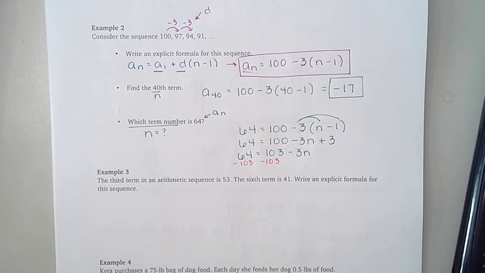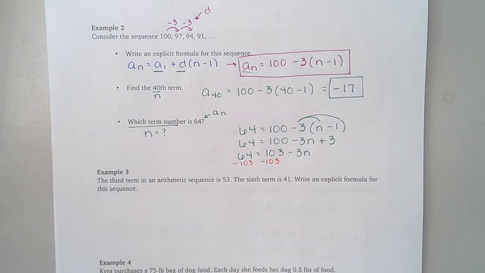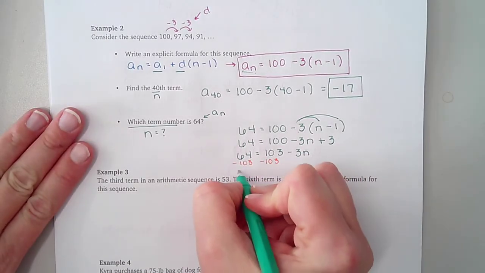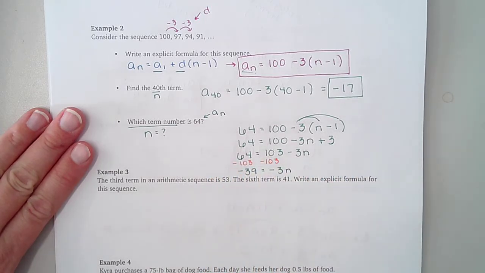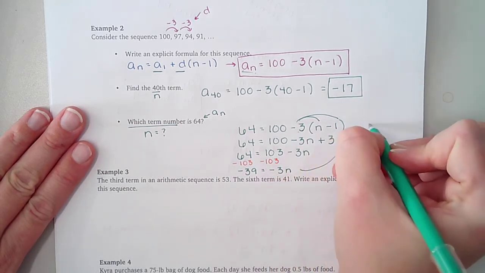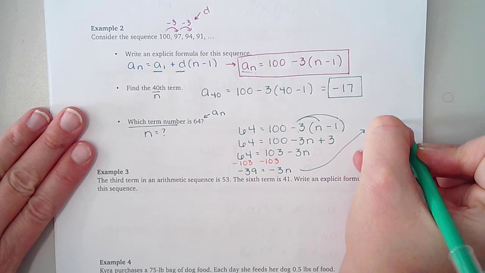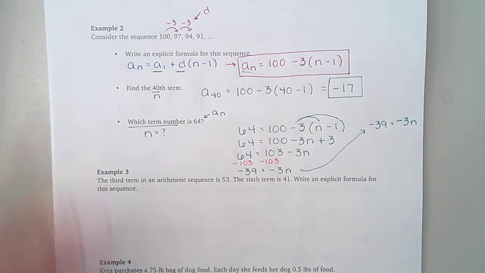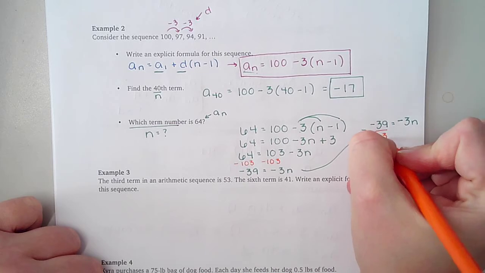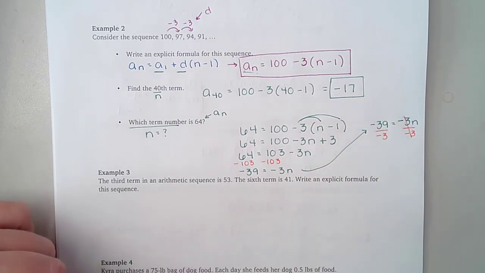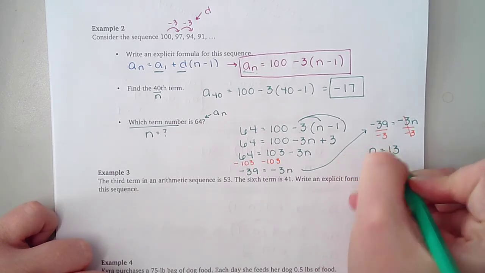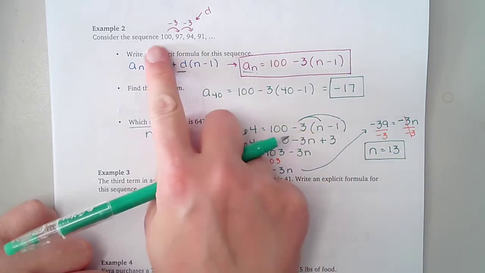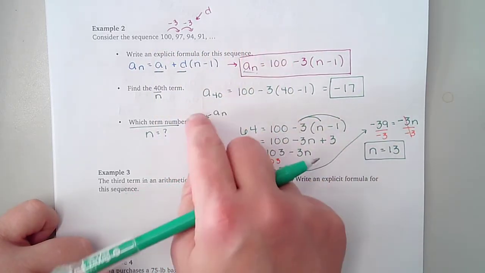Let's see, 64 minus 103 comes out to be negative 39. So I have negative 39 equals negative 3n. And then I'm dividing by negative 3, so let me rewrite here. Divide by negative 3, divide by negative 3, and we get that this is the 13th term. So if I continued this sequence for 13 terms, that last term would be 64.